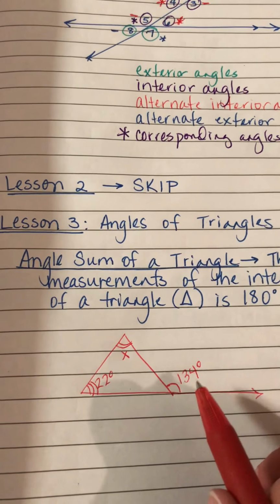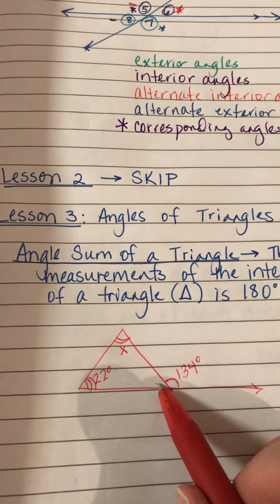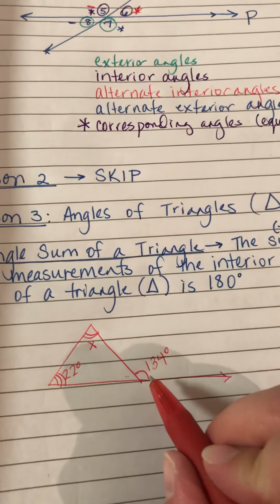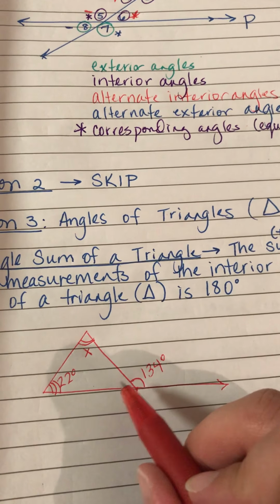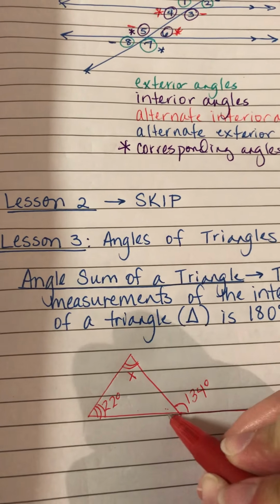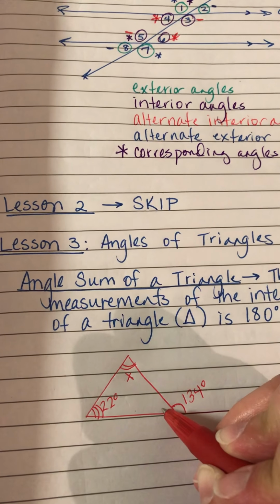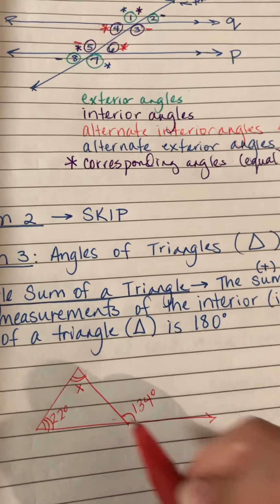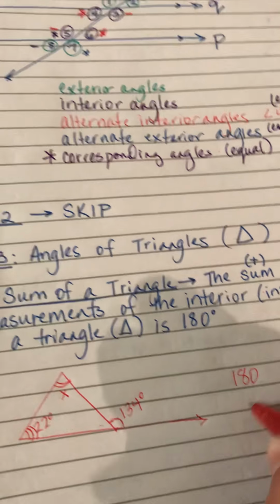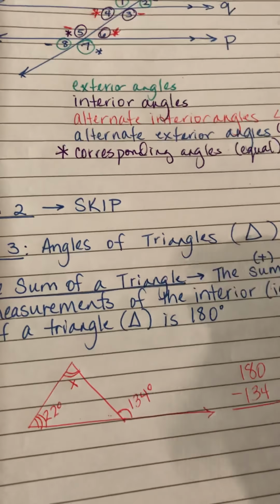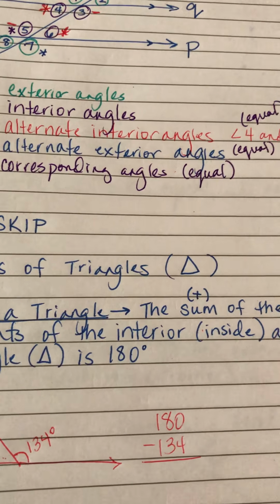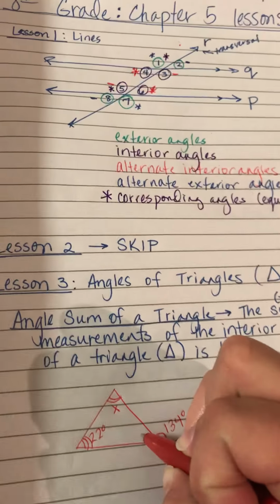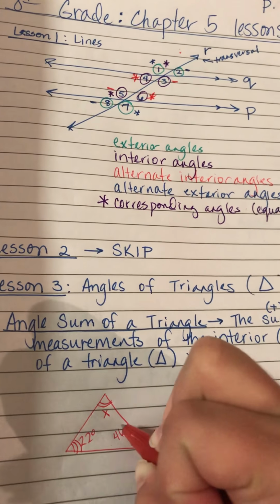In order to find x, we would have to know what this angle is, because this one plus this one plus this one equals 180. So I'm going to take 180 minus the 134, because this angle is equal to this one, this one and this one added together equals 180. So I have 180 minus 134, which would give me 46. So I know that this angle is 46 degrees.